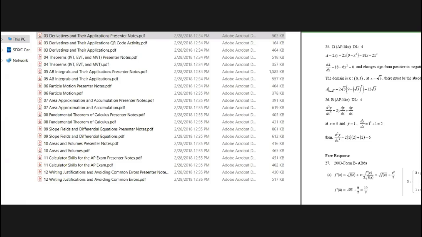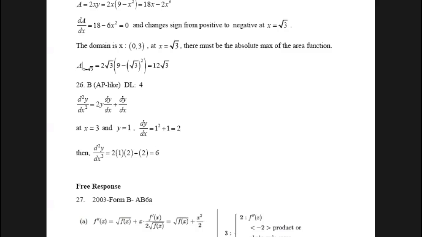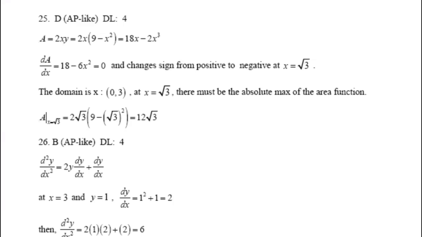Okay, and I think 25, here is your work for 25 and 26. I think I skipped them because of how they were in my packet, so you can look through. I think they're both not tricky, but you can see they're both difficulty level 4s.